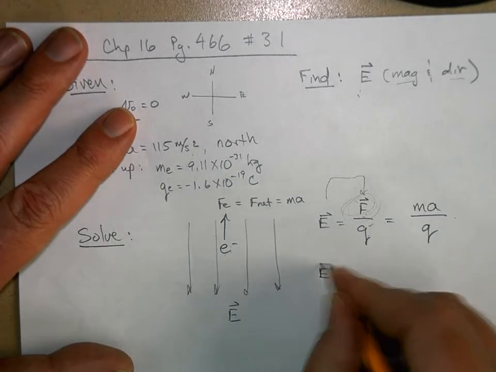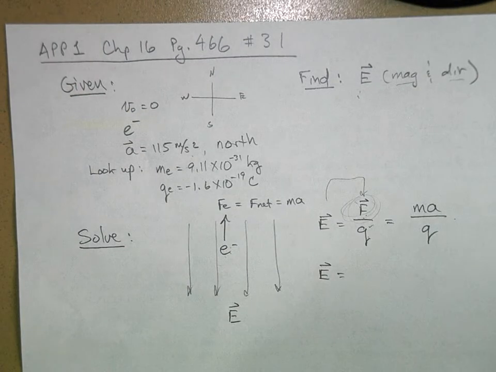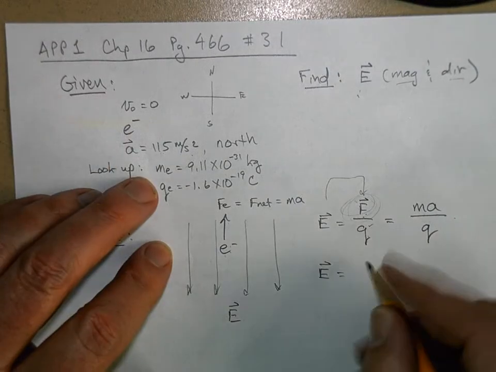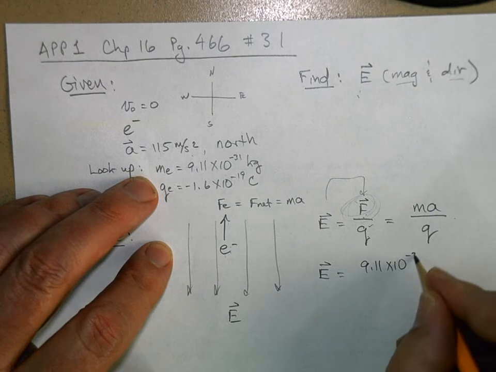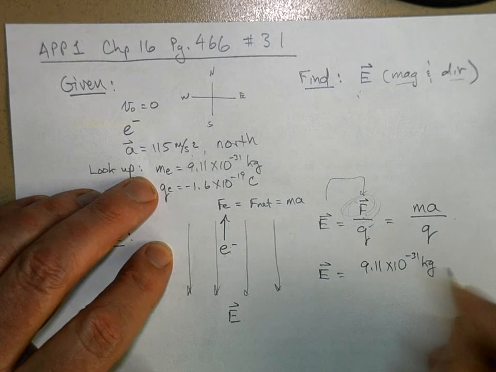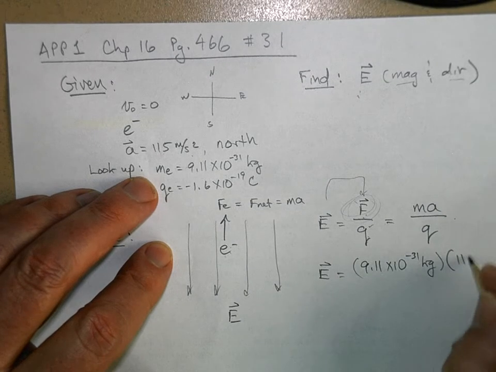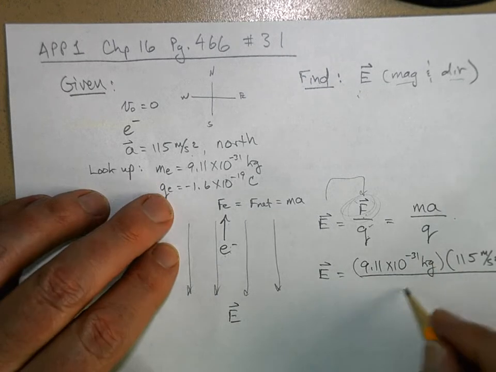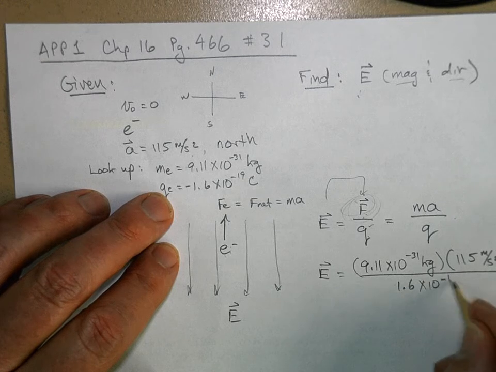So now we can plug in our values. You have to look up the mass of an electron. It is on the equation list that I gave you, but I wrote it down here. It's 9.11 times 10 to the negative 31 kilograms. And the acceleration is 115 meters per second squared. And the charge on an electron is 1.6 times 10 to the negative 19 coulombs.